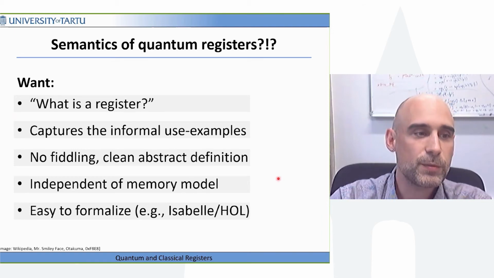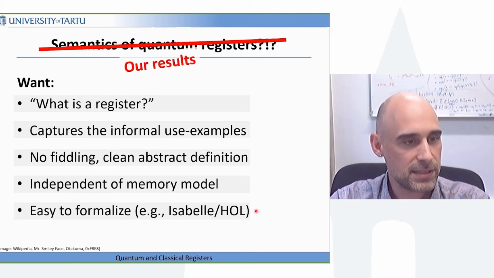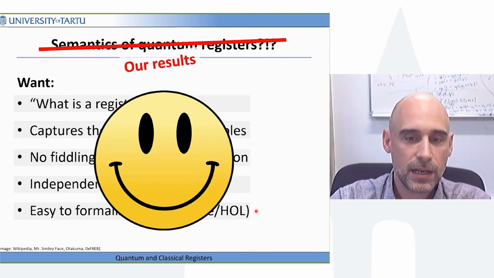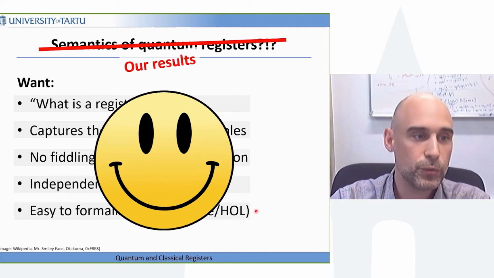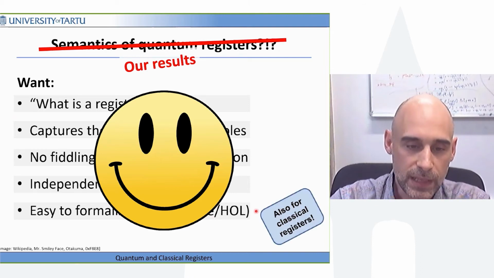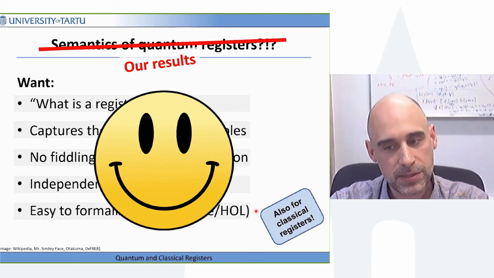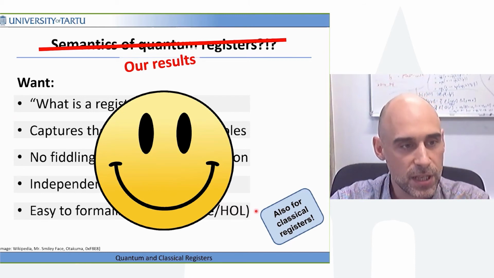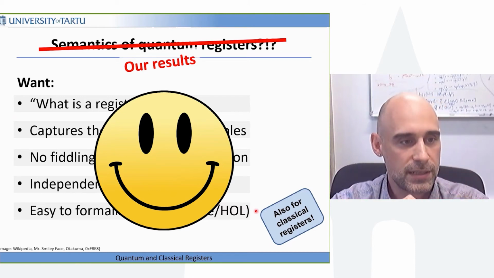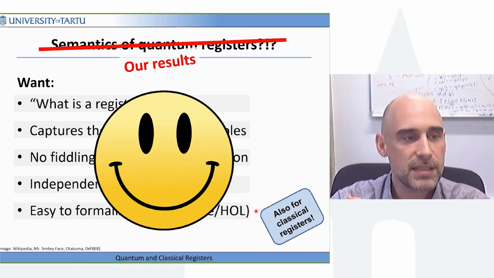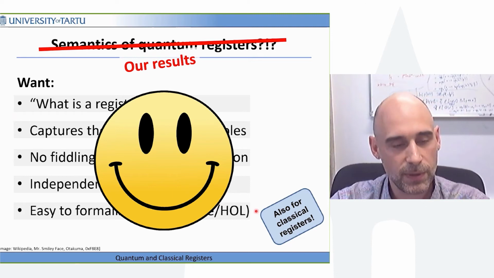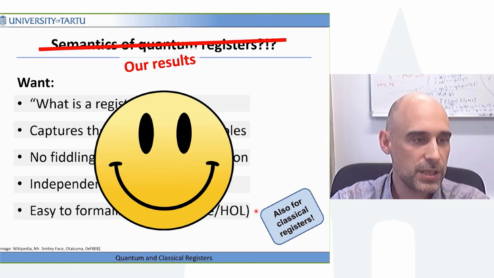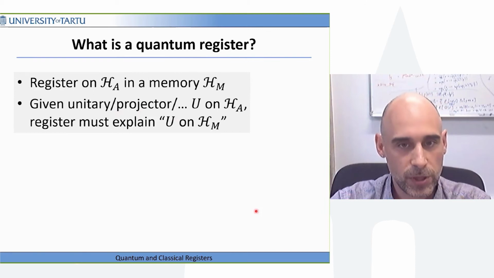Fortunately, the things we want here are actually our results in this paper. And therefore, now I will be showing you how I got happy again. Everything I'm saying also applies to classical registers. A lot of the challenges are also present even in the classical case when you ask yourself what a variable is. So we have a more general theory that encompasses the classical and the quantum world as specific cases. But in this talk, I will just focus on the quantum situation and completely ignore the classical world.